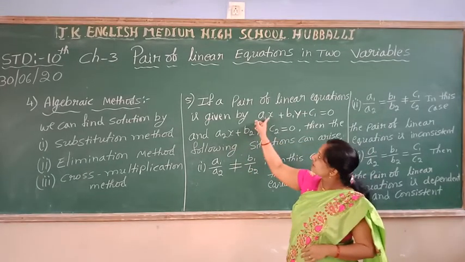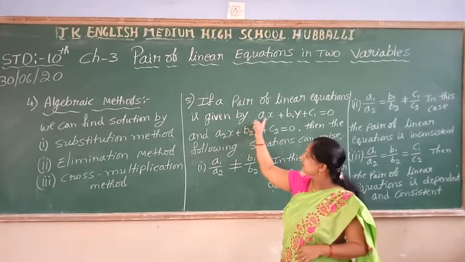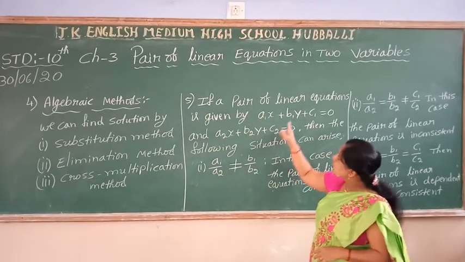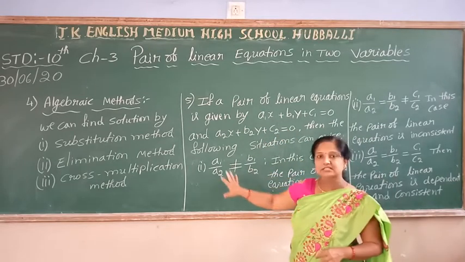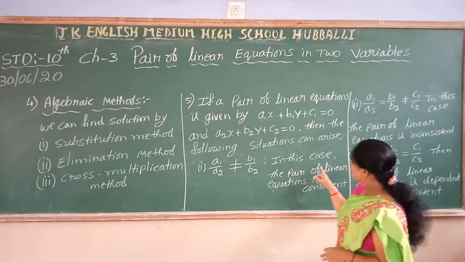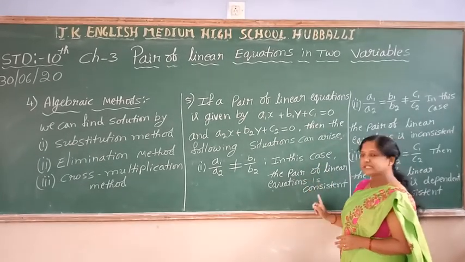A2 means numerical coefficient of x. The fraction, that is the ratio between A1 and A2, if it is not equal to the ratio between B1 and B2, then in this case only you can check this much and you can verify which type of lines you are going to get. In this case, the pair of linear equations is consistent.